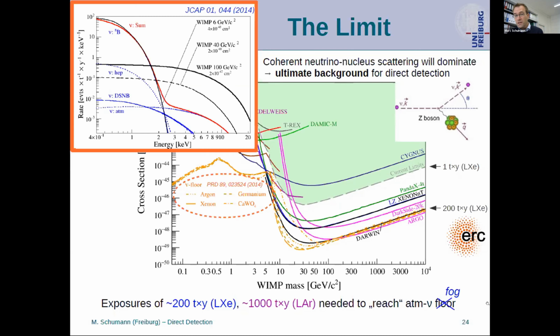The exposures you need to reach that, we like to call it fog nowadays instead of floor, because you start seeing something slowly, and the deeper you go in, the more of these particles you see, is about 200 ton year exposure for liquid xenon and 1,000 ton years for liquid argon to reach down here. We are currently here, the best exposure is 1 ton year for liquid xenon.